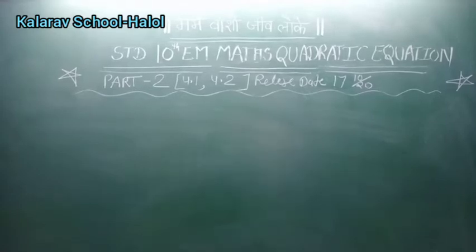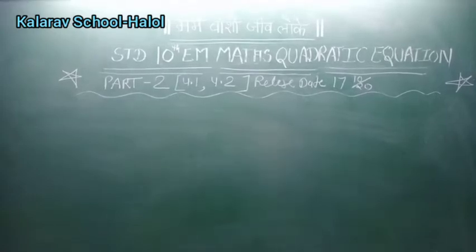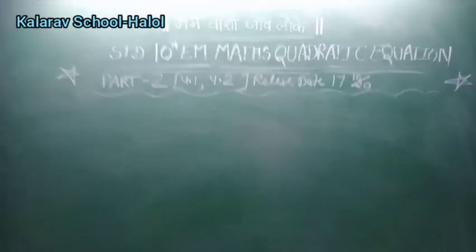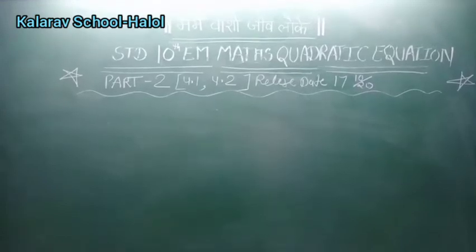In part 1 in quadratic equation, I explained you what is the meaning and definition of quadratic equation and to identify whether the equation is quadratic or not. That much I explained you from introduction part, and after that 4.1 part 1. Now 4.1 part 2 and 4.2 we are going to start today.